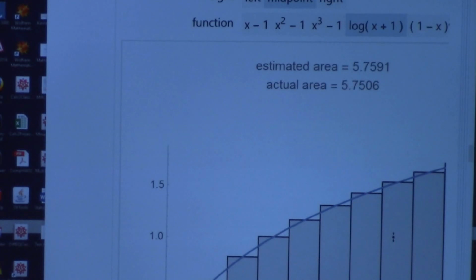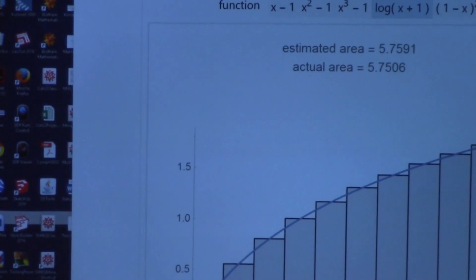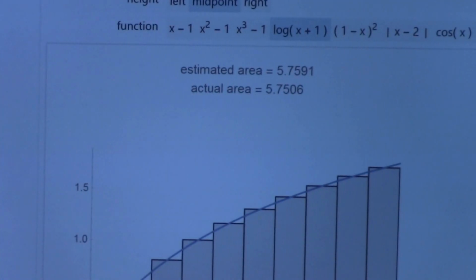Is that too big? That's too big probably. Well, yeah, we've got to make it smaller.